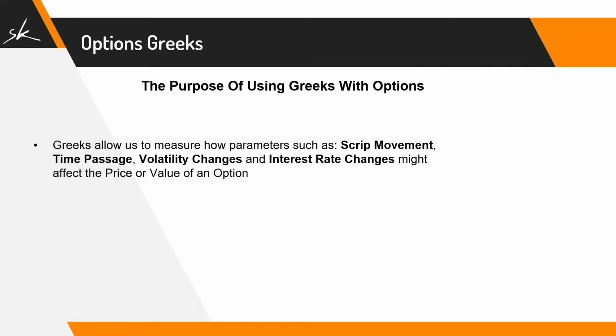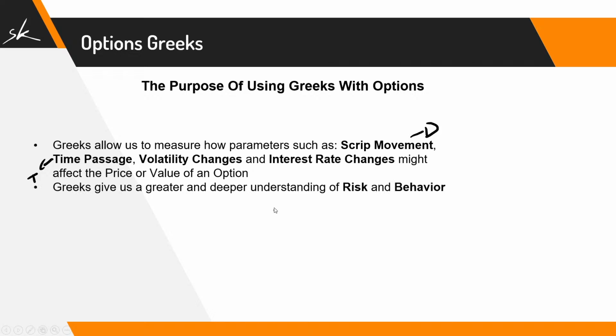So we talked about that the Greeks allow us to measure how parameters such as script movement, this is called delta, which we have already covered. Time passage, this is called theta, we have already covered. Today we will be covering volatility changes, which is basically the implied volatility, and eventually we'll also be covering interest rate change and other things, how they might affect the price or the value of the option.